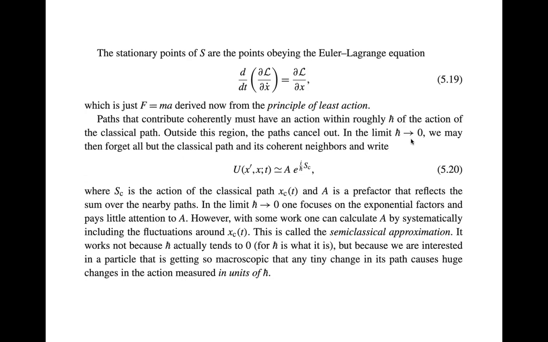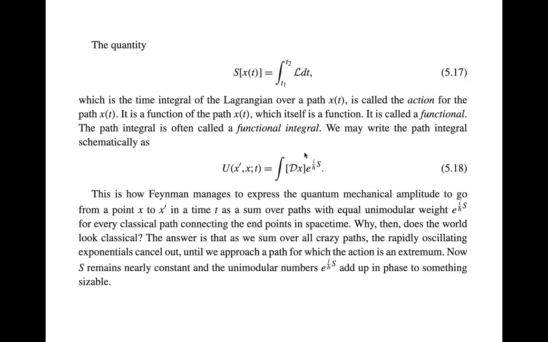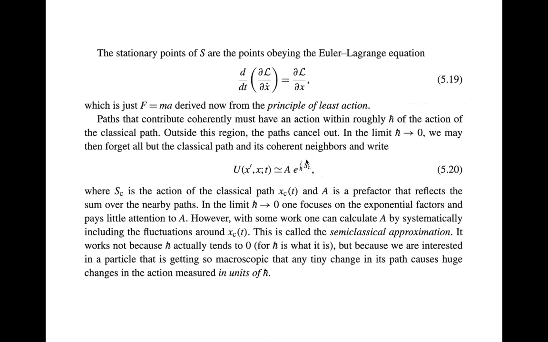So in this limit, one can choose one path, which is the path given by the classical path, and then this just becomes exponential i over h bar times S classical. This is the classical path, right? And this classical path is nothing but the solution of the Euler-Lagrange equation. This Euler-Lagrange equation is the classical equation of motion.